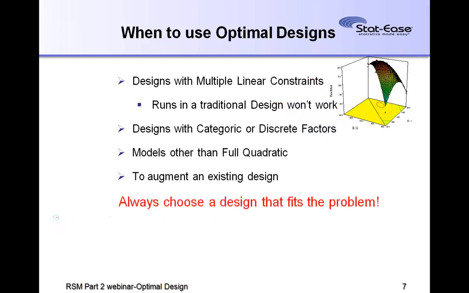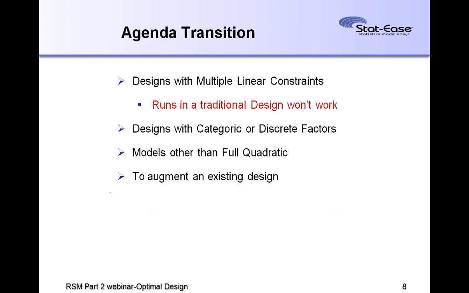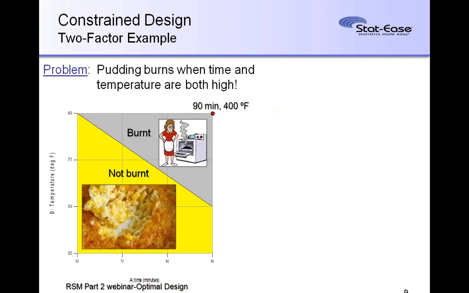So here are our 4 types of examples. And again, always choose a design that fits the problem. One of the best pieces of advice I've heard is always choose that design that fits the problem. If you find yourself modifying the problem to fit a certain design, then you're probably doing the wrong thing. So that's what we want to do here. If you can't use one of those normal designs, come to this optimal design and it will probably fit for your situation. So the first one we're going to focus on is where you may have to cut off that corner of the design space and a traditional design just won't fit.